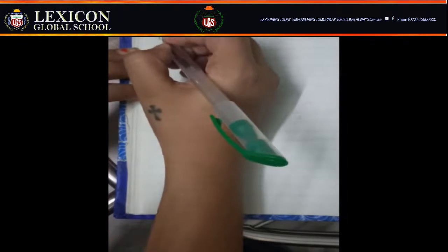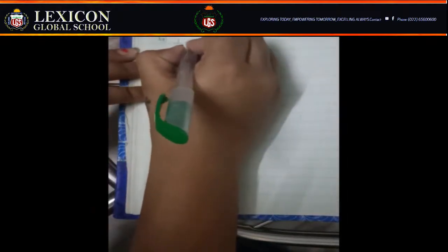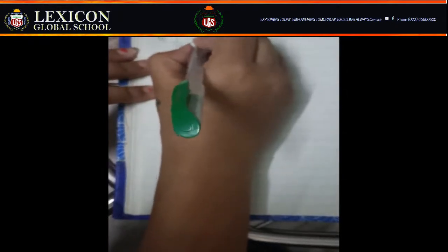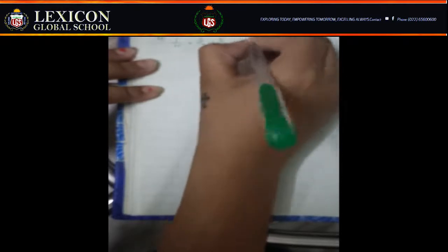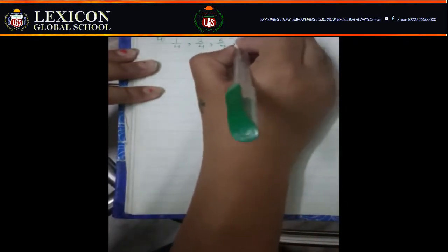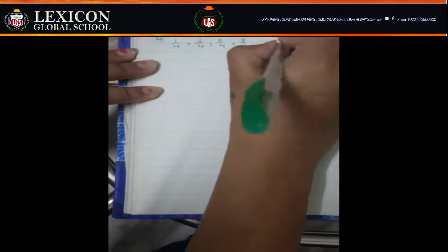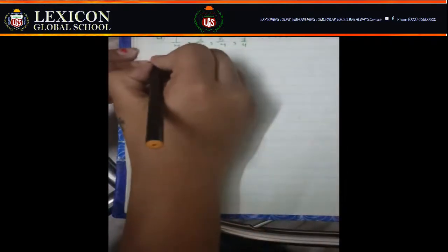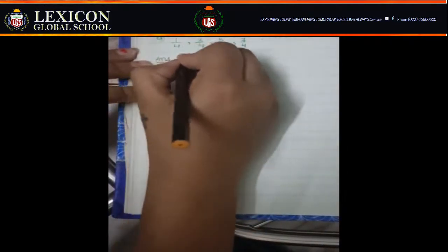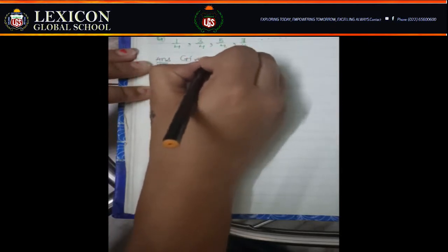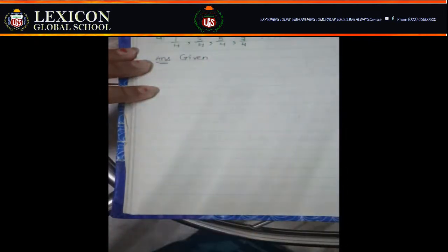Let us start with your fourth sub-question. Your question goes like this. 1 upon 4, comma 3 upon 4, comma 5 upon 4, comma 7 upon 4, and so on. Since we need to find out the first term and the common difference, let us write what is given to us. So we'll begin with our answer. And since a sequence is given to you, we will write all the terms first.